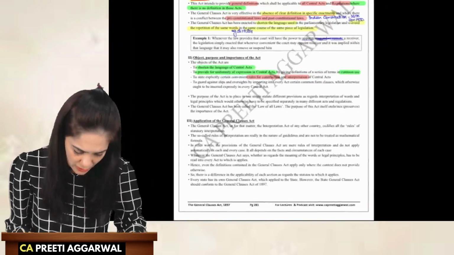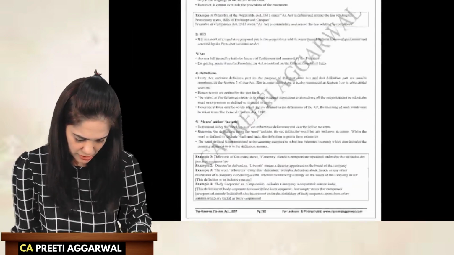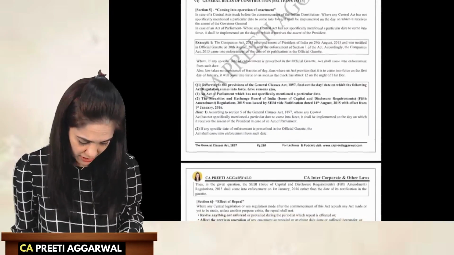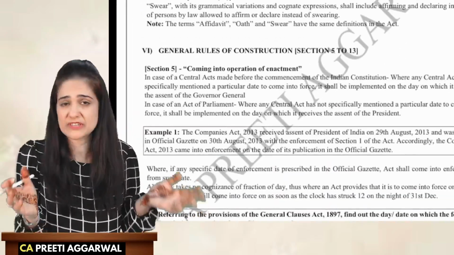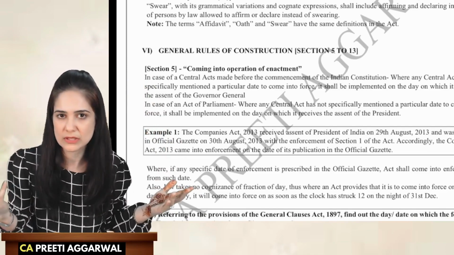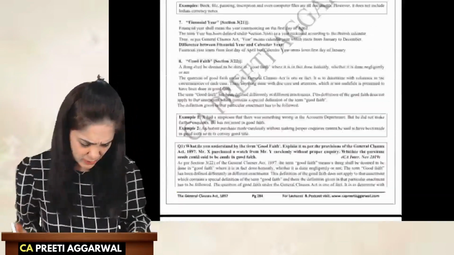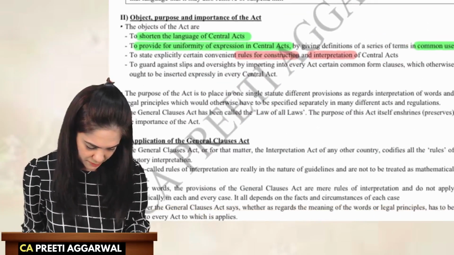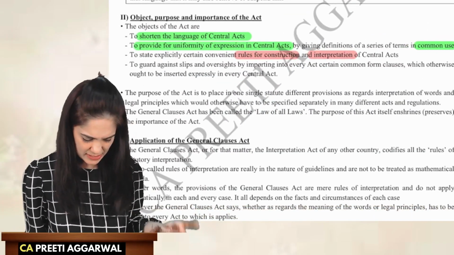So we are not only going to study the definition, but we are also going to study certain rules which will help us. These are general rules of construction, general rules to understand the concept. We are going to study that also. So it provides general rules of interpretation. It guards against slips and oversight.